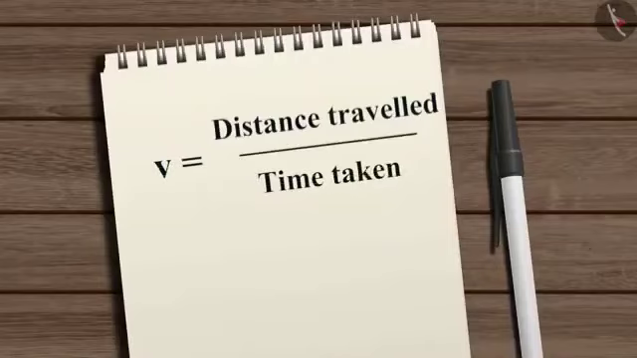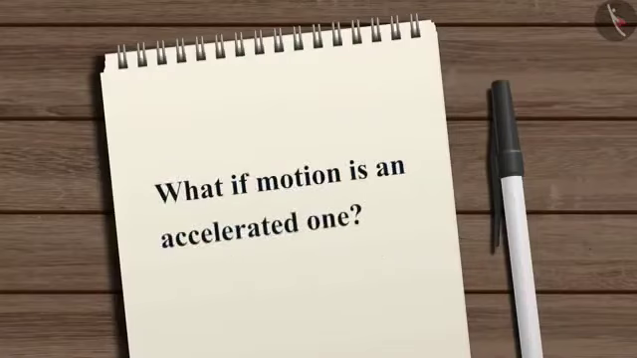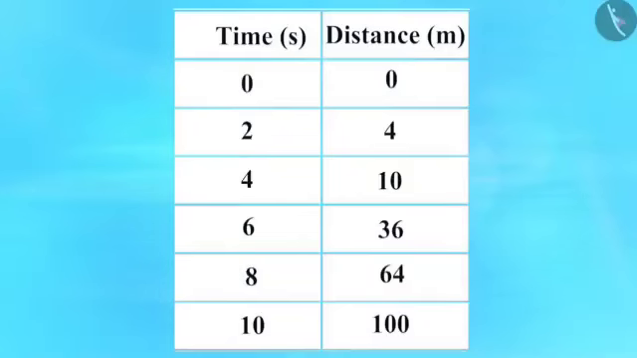The speed v of the object can be determined as v is equal to distance travelled upon time taken. Speed is equal to 10 meters upon 5 seconds, which is equal to 2 meters per second. What if motion is an accelerated one? We can plot a distance-time graph for accelerated motion as well.